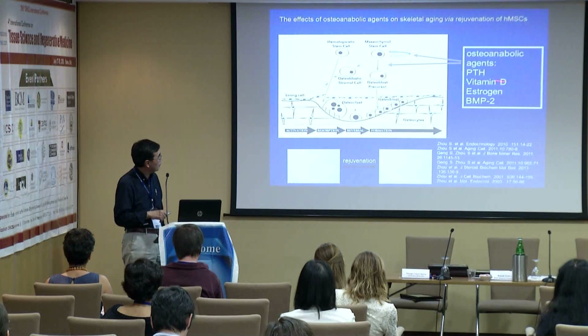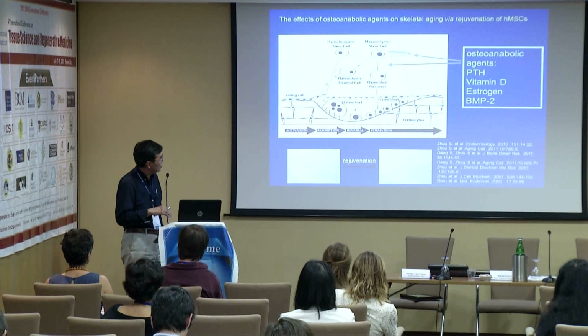Also, the same story with vitamin D. When we age, the mesenchymal stem cell has less VDR, the VDR level is decreased.